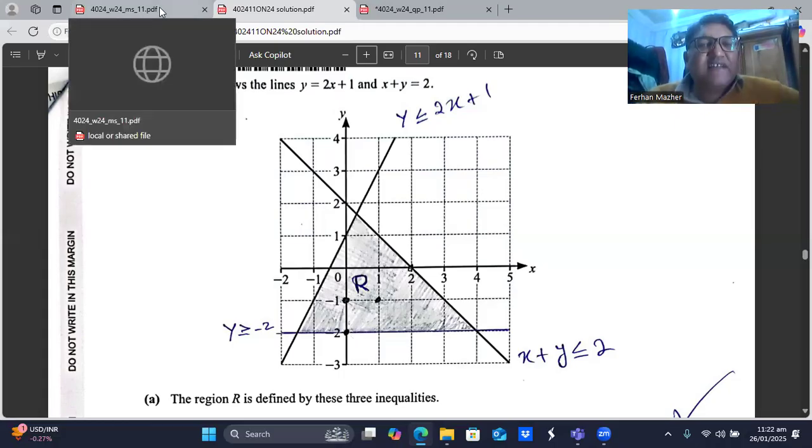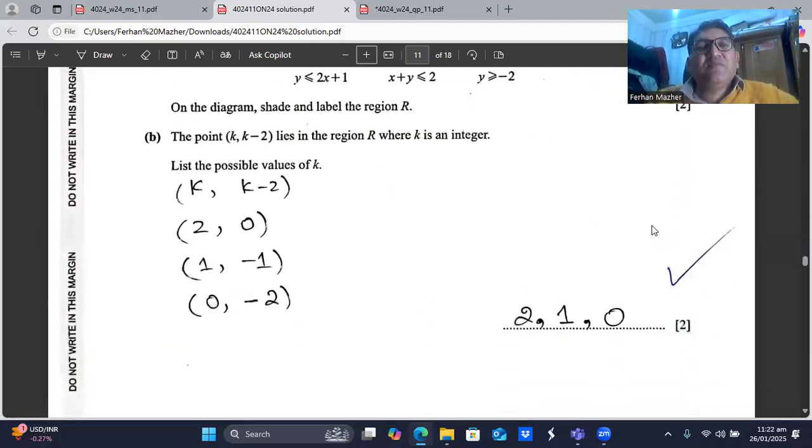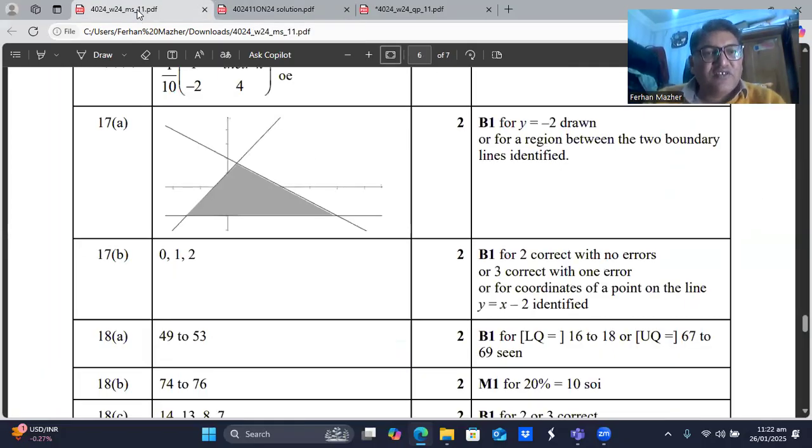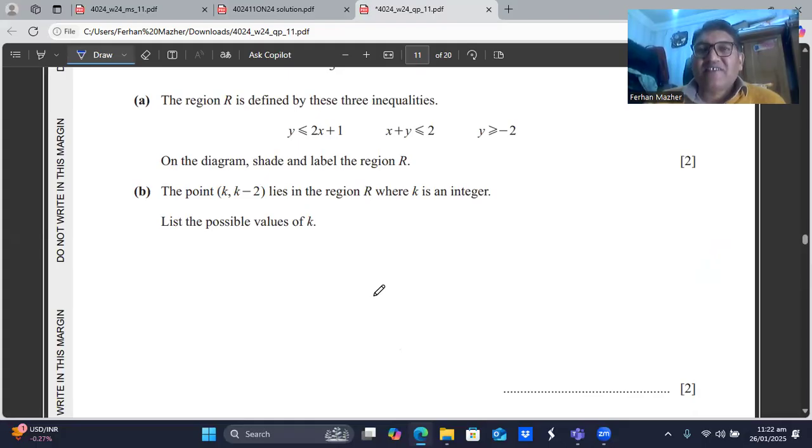So the y is 2 less than the x. These are the 3 points. We will write them in the answer. He wants us to write the value of k, which is the x coordinate. So 2, 1, 0. So it's 0, 1, 2. Hopefully you understand this. So we are looking for the points inside that shaded area whose y is 2 less than their x, and x and y are both integers.